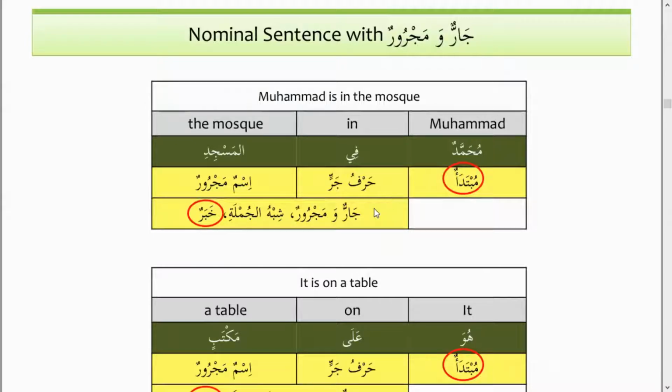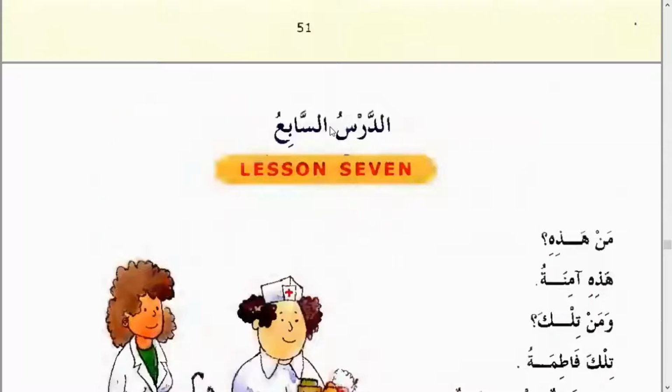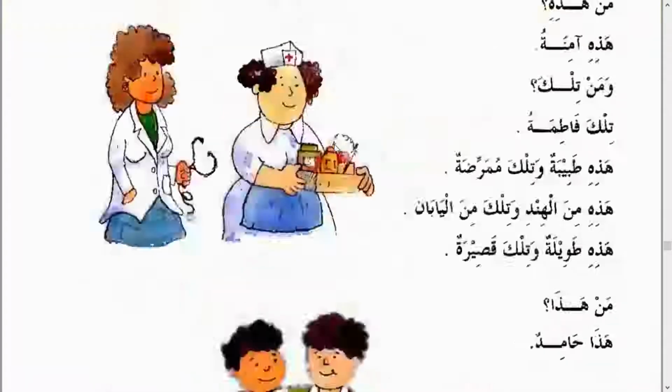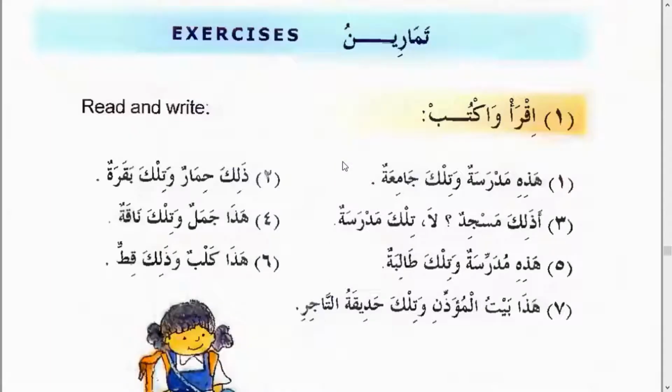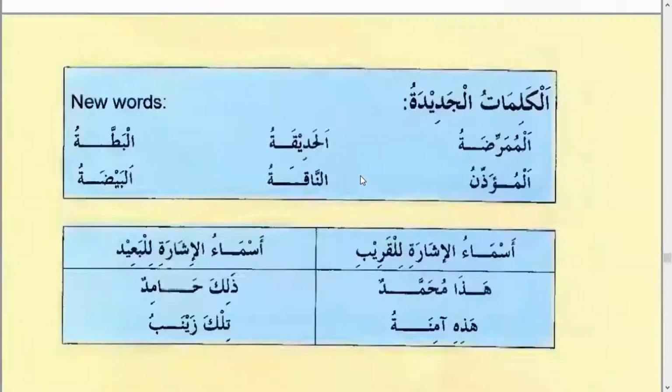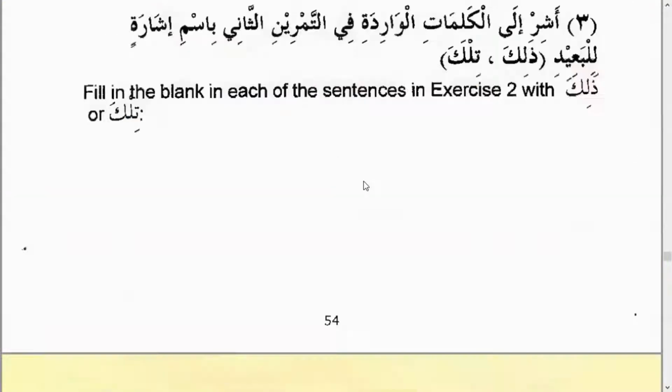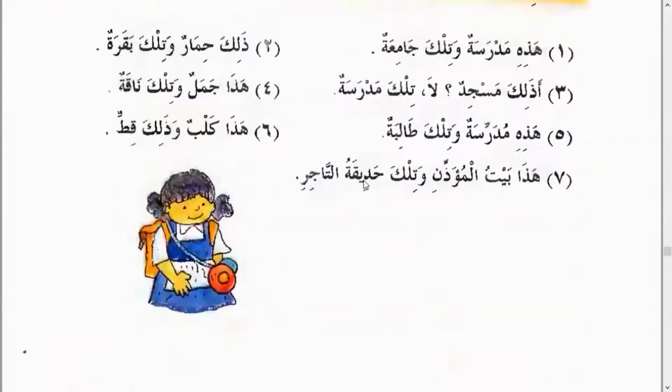This lesson is all about the next lesson. Lesson number 7 is about Tilka. Let's read the lesson, inshallah. Let's begin the official lesson now. It's a small lesson, 2 pages of the lesson and a few exercises. That's it. So don't worry about the time. We'll finish it very soon.